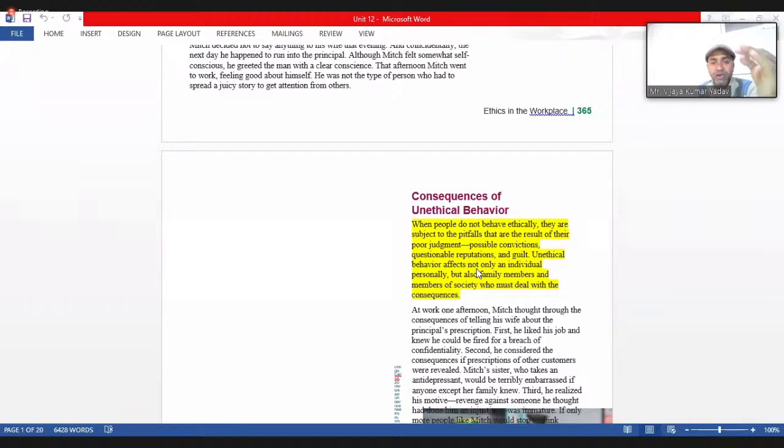Unethical behavior affects not only an individual personally, but also family members and members of society who must deal with the consequences. Never think otherwise. Every person has a family and lives in a certain society. If a single person in a family is unethical, then all the family members get affected, and the whole society gets affected. Not only that person is affected.